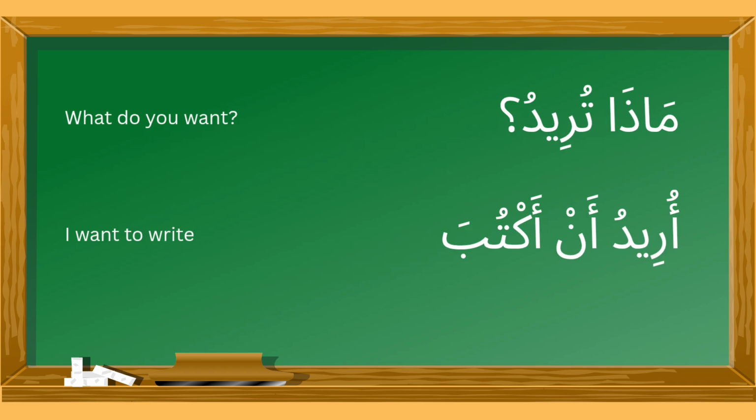When a teacher asks, "What do you want?" he says, "ماذا تريد؟" And your answer, "I want to write," which is أريد أن أكتب. Notice the word an. It's a special particle that connects two verbs. It means to, and it makes the verb that follows it mansub. Here we see the verb aktubu changes to aktuba with a fathah at the end because of an.